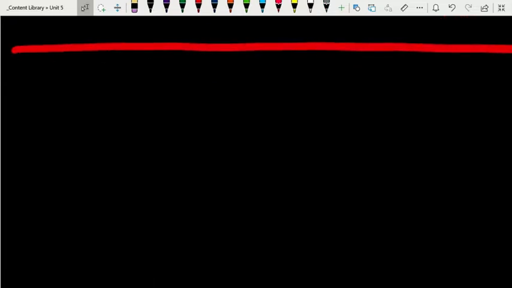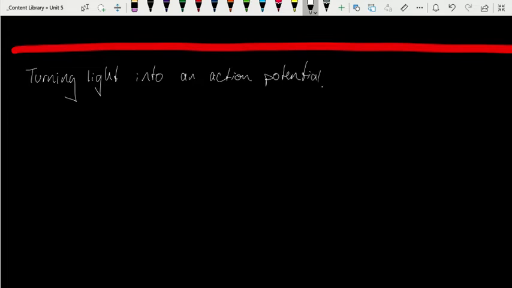Okay, for part two, our task, as mentioned earlier, is figuring out how to turn light into an action potential. And I want to go back to those three cells that we had drawn in the previous image and see if we can better understand how they work.